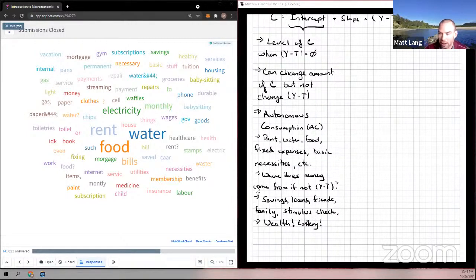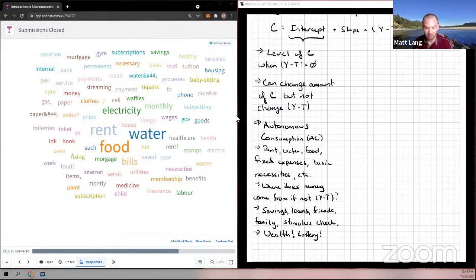So autonomous consumption is our Y minus T? No, no. Autonomous consumption is almost the opposite of that. We want to think of it as consumption when Y minus T equals zero. Which naturally leads us into the next part. What we've done is simplify how we capture consumption. It's a fixed amount of stuff that doesn't depend on our income, and then some amount of our income.